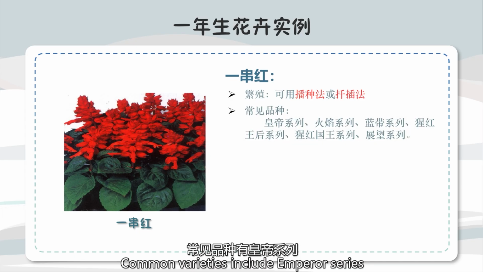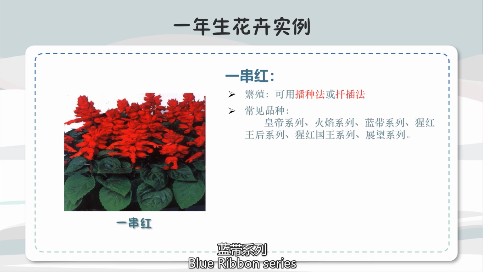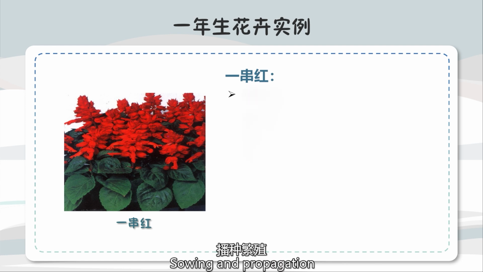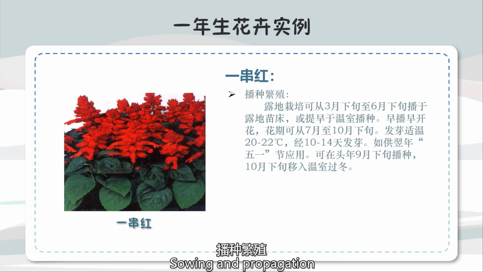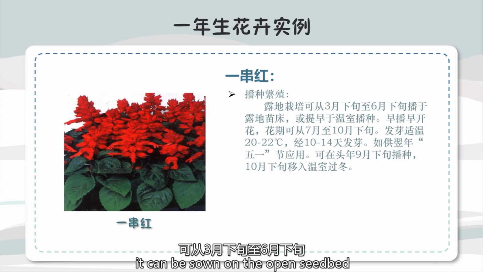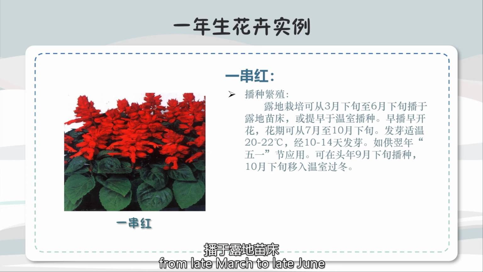Common varieties include Empire Series, Flame Series, Blue Ribbon Series, Scarlet Queen Series, Scarlet King Series, and Prospect Series. Sowing and propagation in open field cultivation. It can be sown on the open seedbed from late March to late June, or sown earlier in the greenhouse. Early sowing and early flowering. The flowering period can be from July to late October.